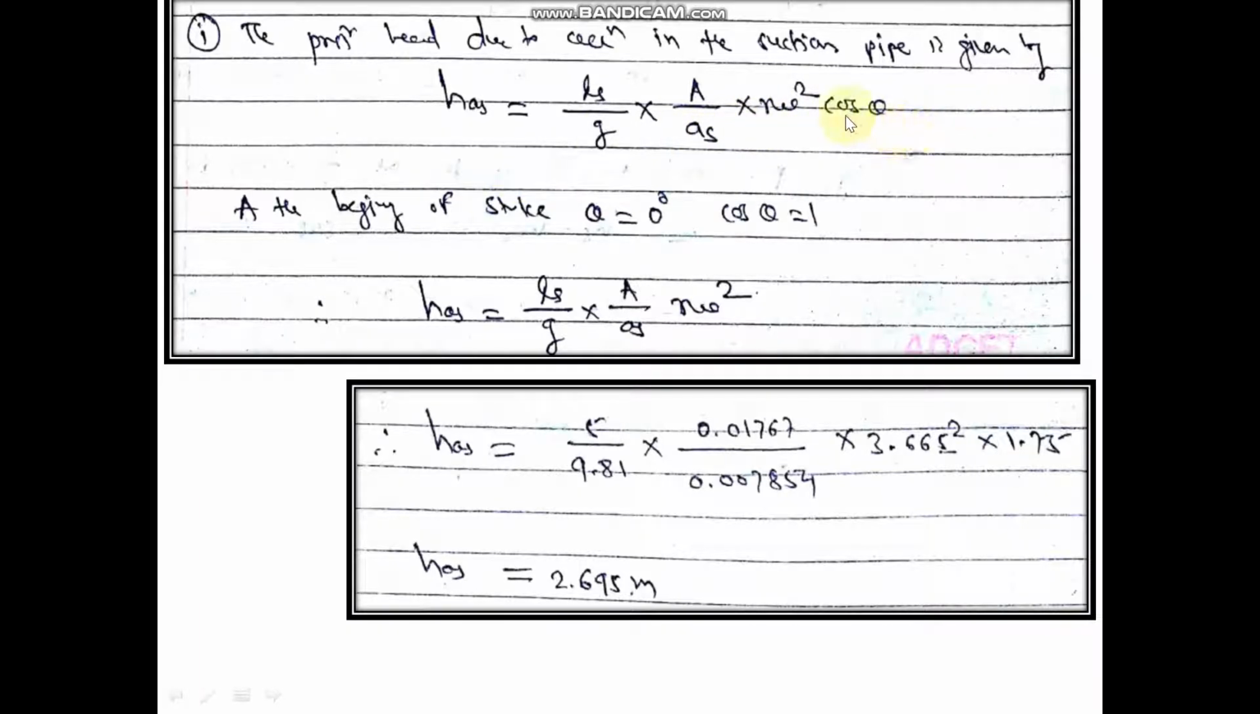At the beginning of the suction stroke, we know theta is equal to 0. So let's put theta here, and cos 0 is 1. So this equation becomes LS upon g into A upon AS into r omega square. We know the value of each term here. Let us put this value and get HAS. The final answer of acceleration head in the suction pipe is equal to 2.695 meter.